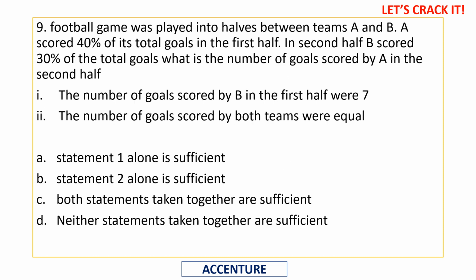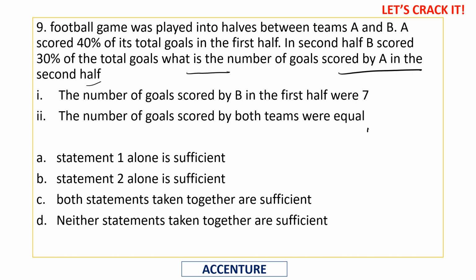And here comes a question, where we should find which of the statements is sufficient to answer the given question. So there is a football game played in two halves between teams A and B. A scored 40% of its total goals in the first half, and in the second half B scored 30% of the total goals. And the question is, what is the number of goals scored by A in the second half?